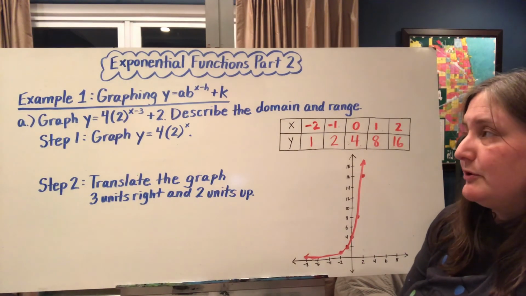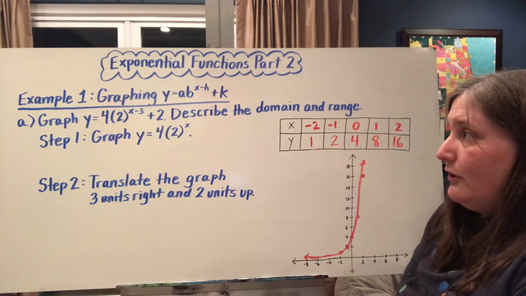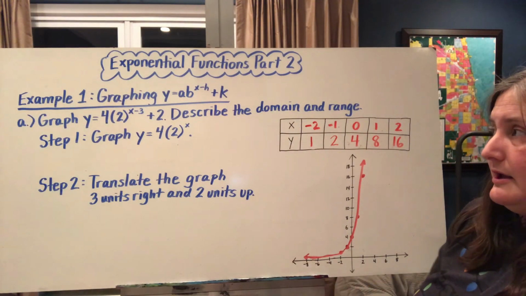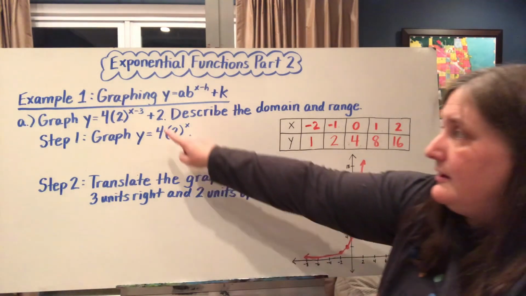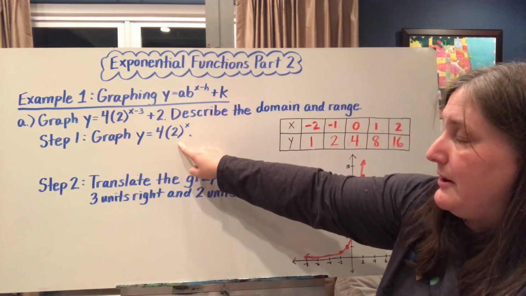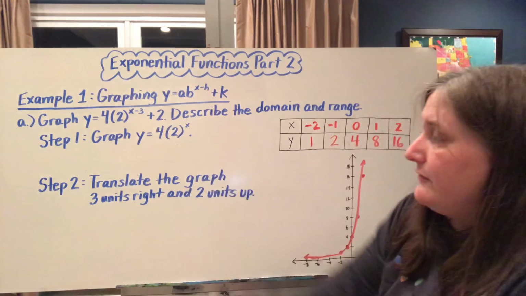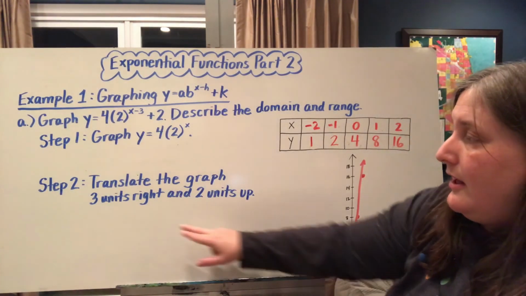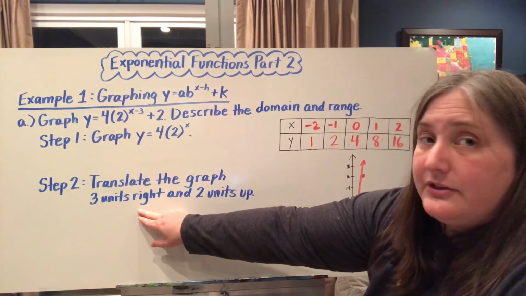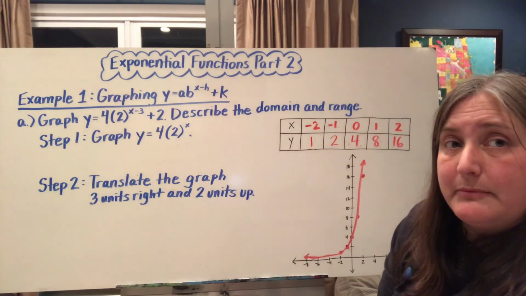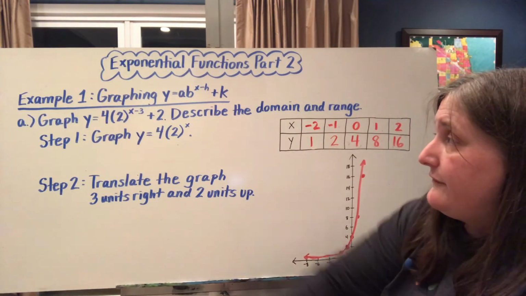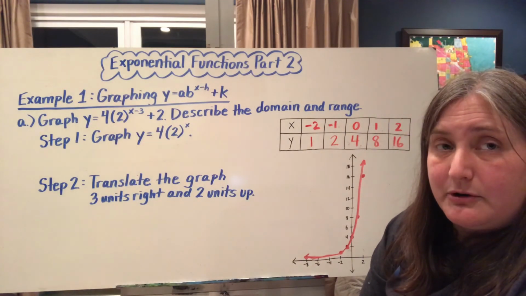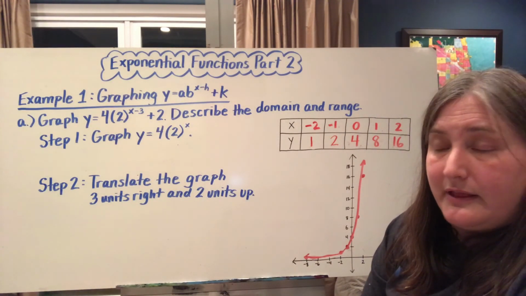Now I want to graph my original equation, which was y equals 4 times 2 to the power of x minus 3 plus 2. Now this is going to be a translation of our parent function. This graph is going to be moved 3 units to the right and 2 units up. I know 3 units to the right because anything affecting my exponent is going to move my graph to the right or left. If I'm subtracting a number, I'm moving that number to the right. If I'm adding a number to my exponent, I'm moving that many to the left.